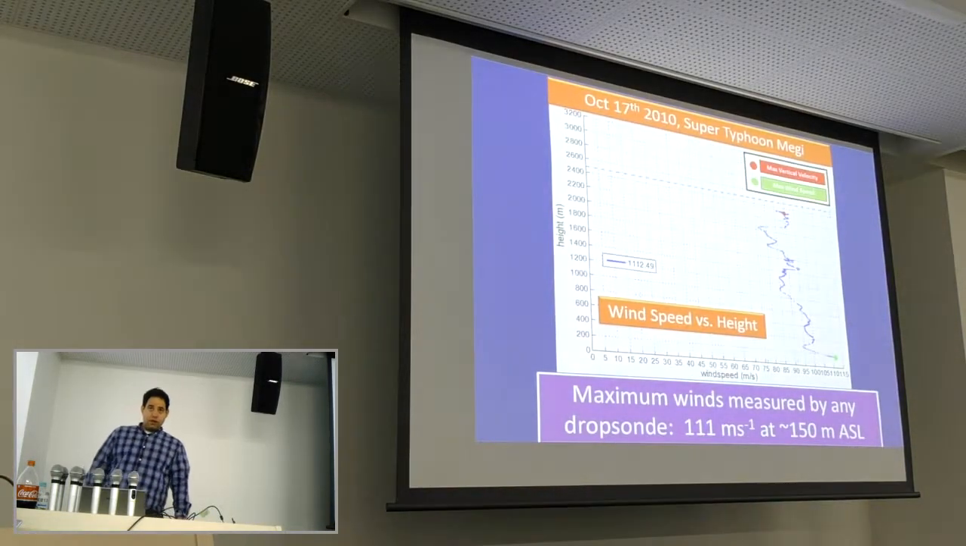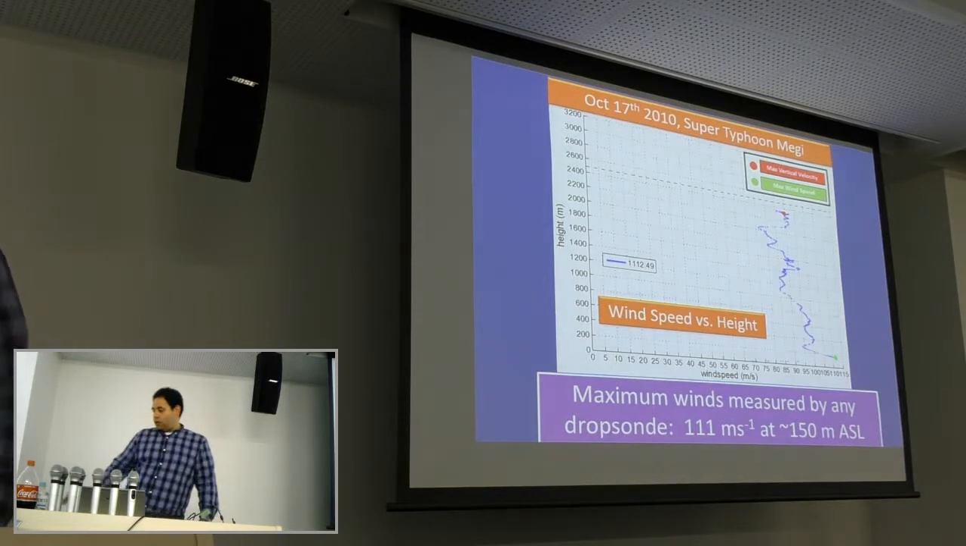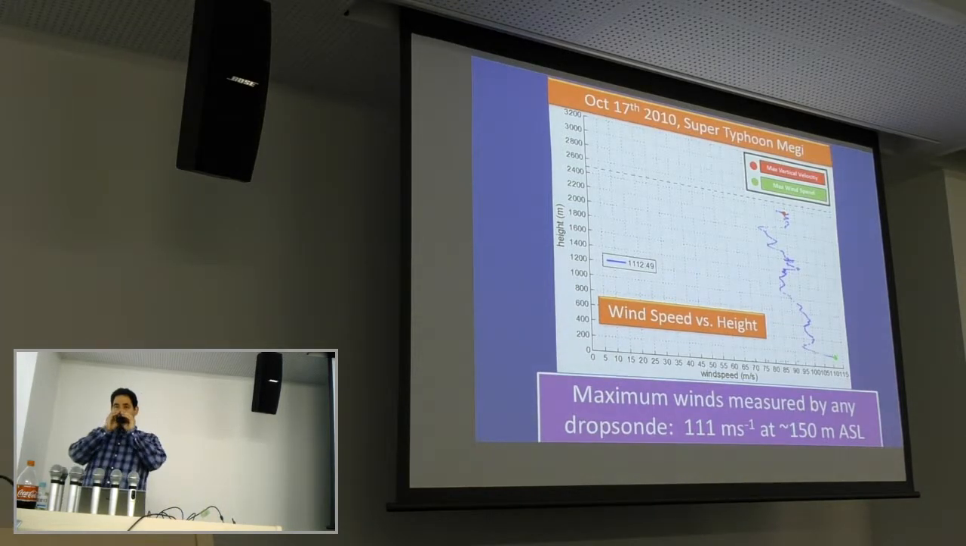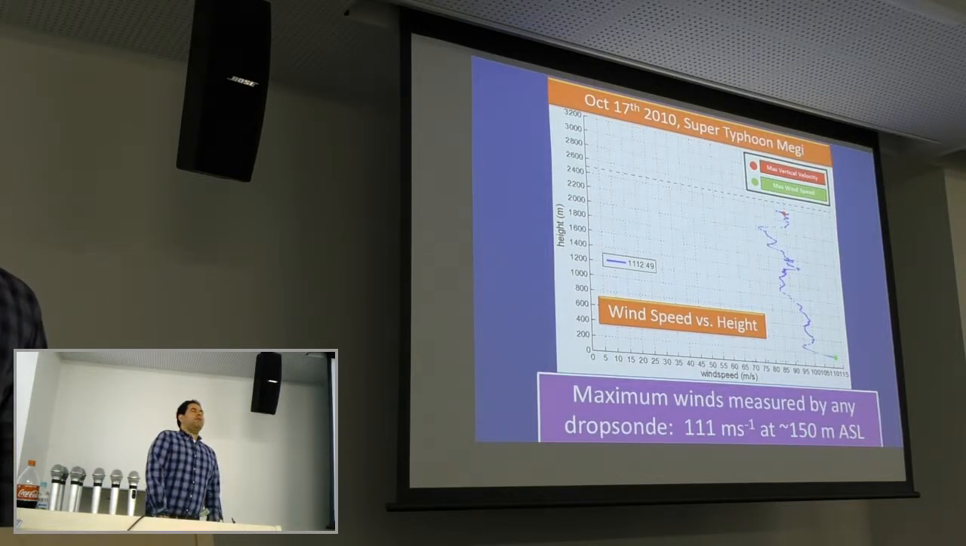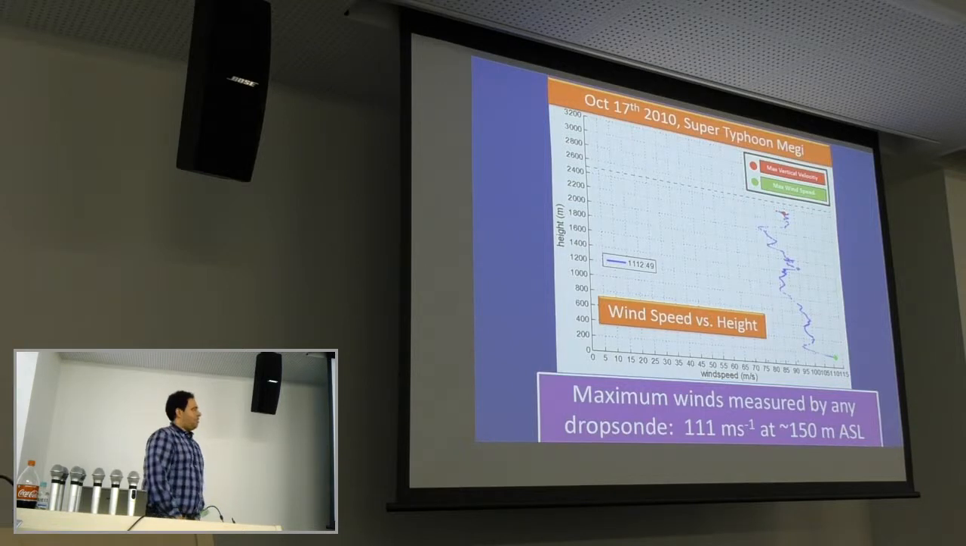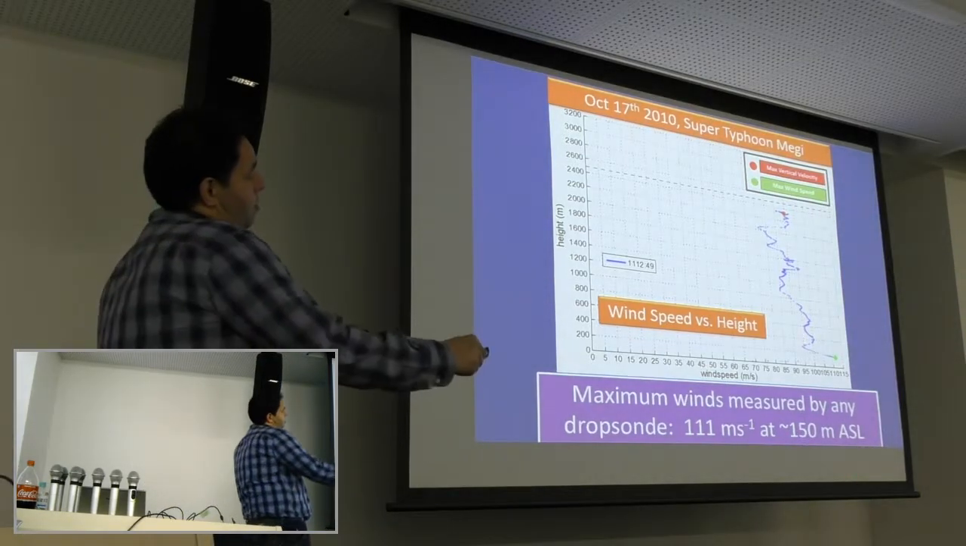Excuse me. So, in that case, what was the vertical motion? What was ascending or descending at the maximum wind speed? I'm not sure. I'd have to look back at it. I don't have a plot of this one right here. Well, I can tell you the peak wind speed.